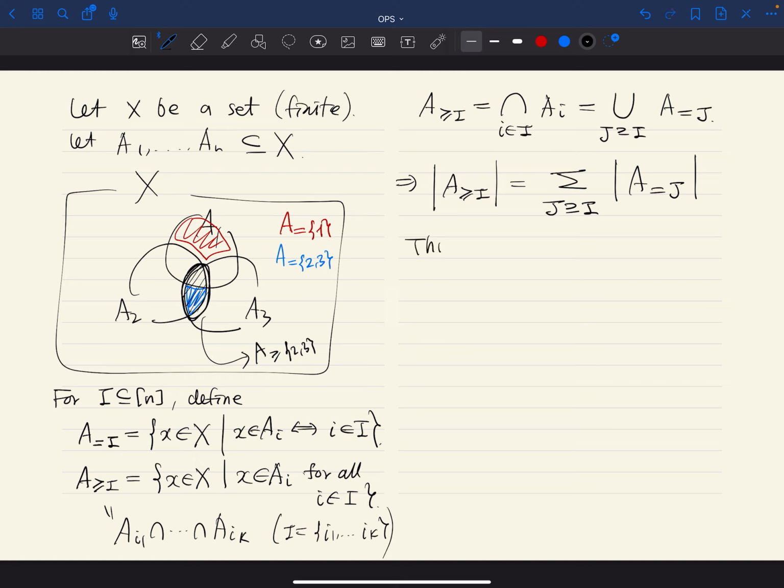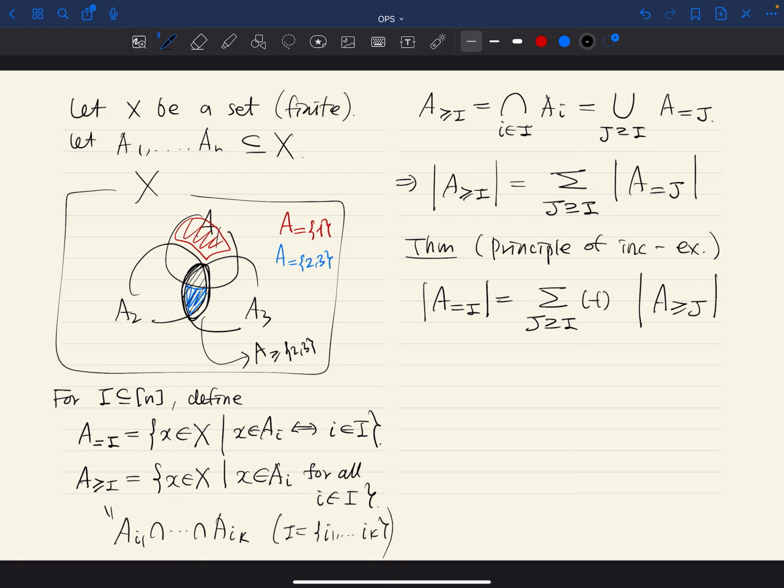Then that's a theorem. This is actually the principle of inclusion exclusion. Maybe we've seen it in a different form, but more or less equivalent. So the theorem is: A exact I equals almost the same, except we have to have this sign j minus I. Yeah, you have seen it, the idea is really the same.